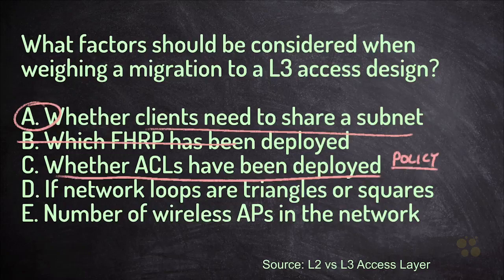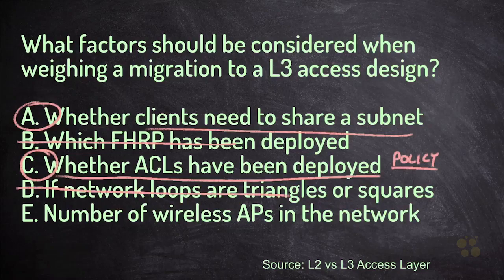So where we might have had access lists on our 2 distribution switches, now we're going to have access lists on every single one of our access layer switches. And so that can get out of hand really quickly, and so that's absolutely something we'd want to consider. So A and C so far. Now D, if network loops are triangles or squares, hey, Layer 2 and Layer 3 both support that, so not a big deal.